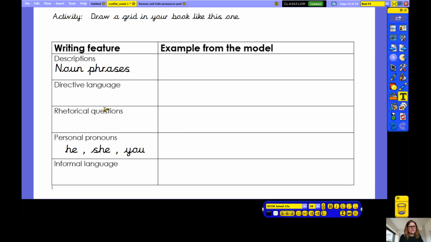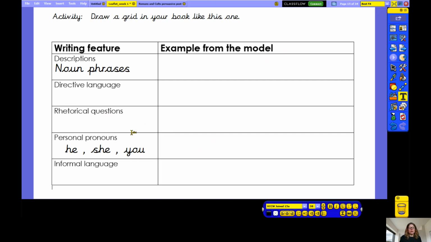Can you find any directive language? That's the language that sounds a bit bossy. It's kind of the language that probably teachers use quite a lot of the time. So do you find there's anything in the leaflet that sounds a bit bossy? Underline that now. And then fill in your sheet.